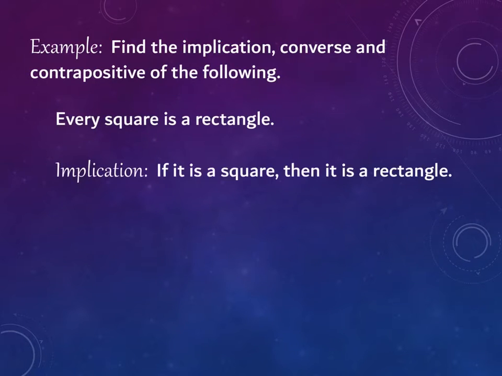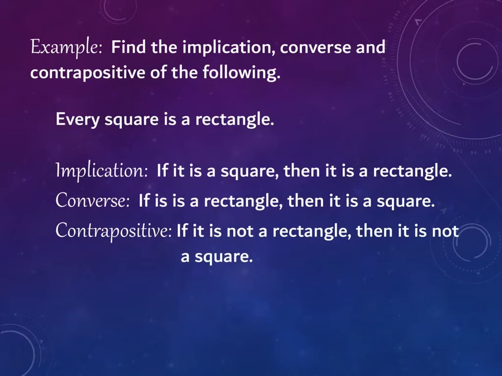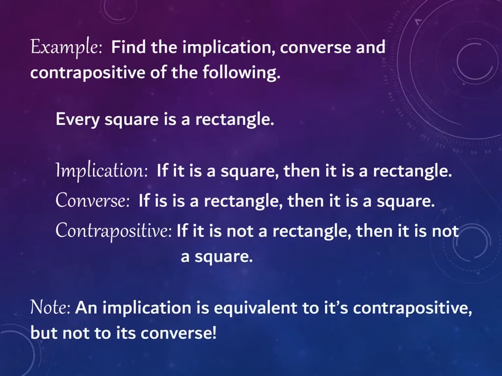We did the implication statement of every square is a rectangle would be something like, if it is a square, then it is a rectangle. The converse was if it's a rectangle, then it's a square, and if it's not a rectangle, it's not a square. And the last thing that we did last time was the fact that an implication is actually equivalent to its contrapositive, but it is not equivalent to its converse.